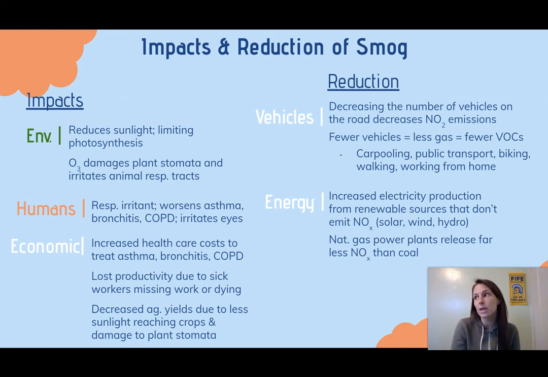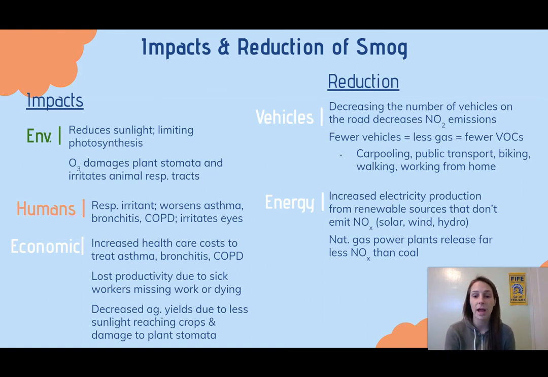So what are some things that we can do to reduce it? First of all, decreasing the number of vehicles on the road. This is going to decrease nitrogen dioxide emissions. Fewer vehicles and less gasoline also means fewer VOCs. So carpooling, taking public transportation, biking, walking, working from home, all of those lead to a reduction in the vehicles and the gasoline that we're using.